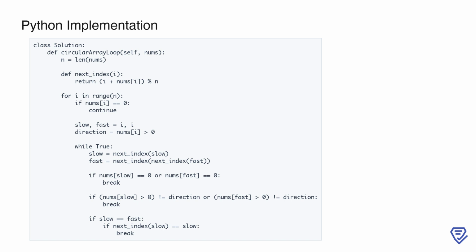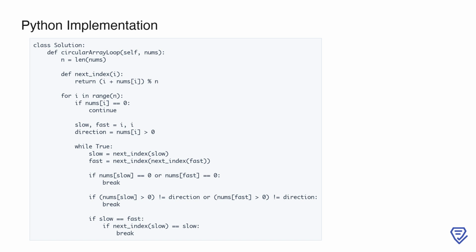Next, we iterate through the array using a for loop. If the current element is 0, we skip it, as it indicates we've already visited this index. We then initialize 2 pointers, slow and fast, both starting at the current index i, and determine the movement direction based on whether the value at nums[i] is positive or negative. The while loop is used to traverse the array, updating slow by 1 step and fast by 2 steps using the next_index function. During traversal, we check several conditions to determine if the loop should break.